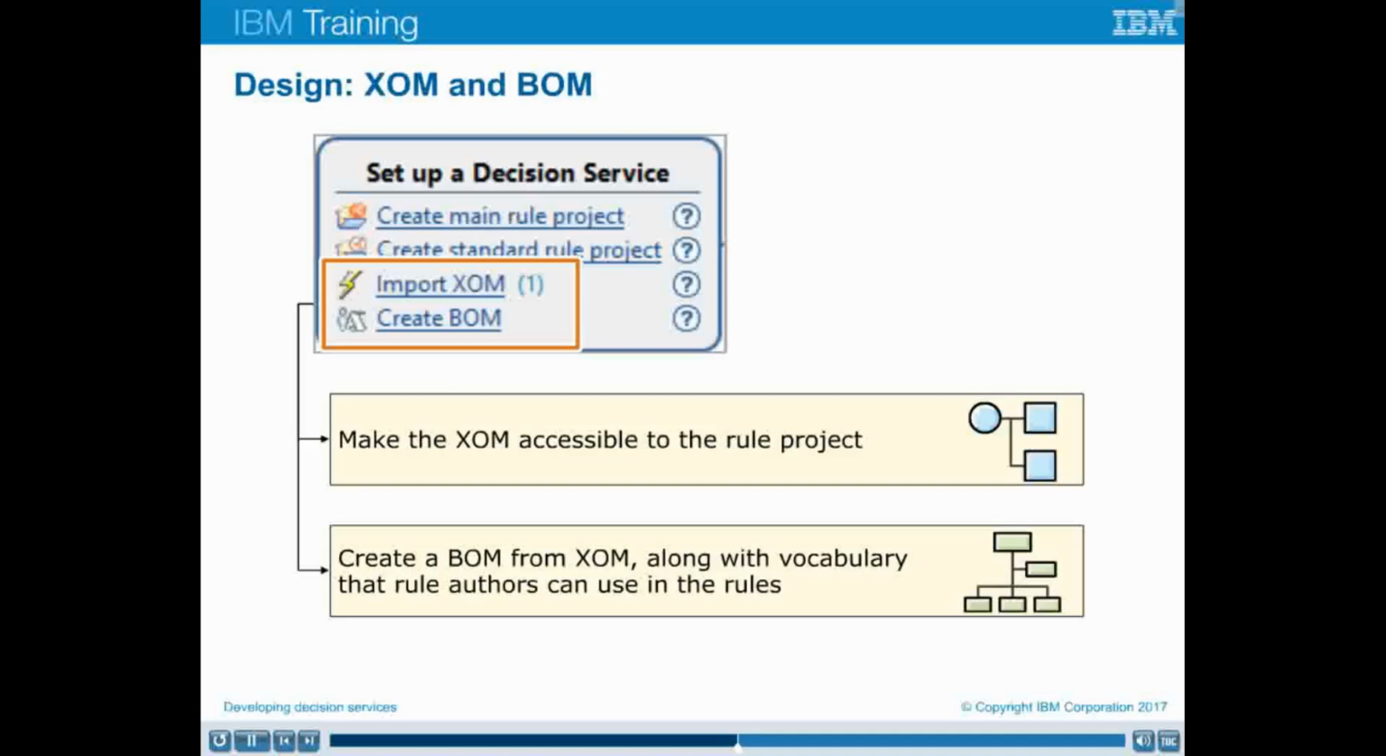Based on the decision service map that you saw earlier, the first steps in setting up a decision service include importing the ZOM and creating the BOM. The ZOM is developed and stored separately from the rule project, so after you create the decision service rule project, you then import the ZOM to that rule project, which makes the ZOM accessible to the rule project. Once that association between projects is established, you can then create a BOM from that ZOM.